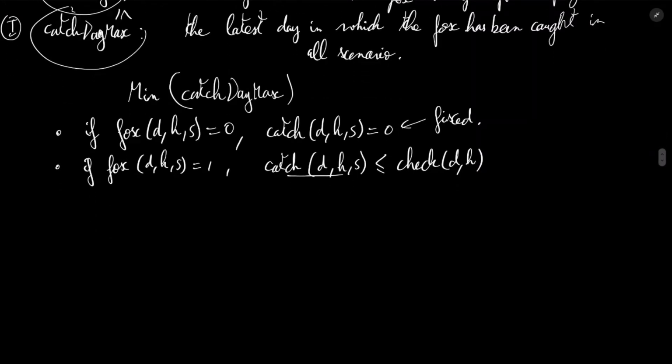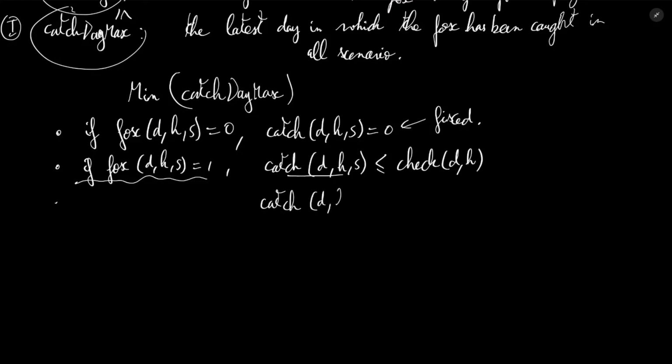Okay, let's continue with that. We have found the upper bound for catch. Can we find a lower bound for catch? And we are going actually to define one. So we consider that we are still in that hypothesis that the fox is in that specific day, hole, and scenario. What we are going to allow is that we do not necessarily catch the fox if we check, but only if the fox has been caught before in that specific scenario. So we are going to write things this way.